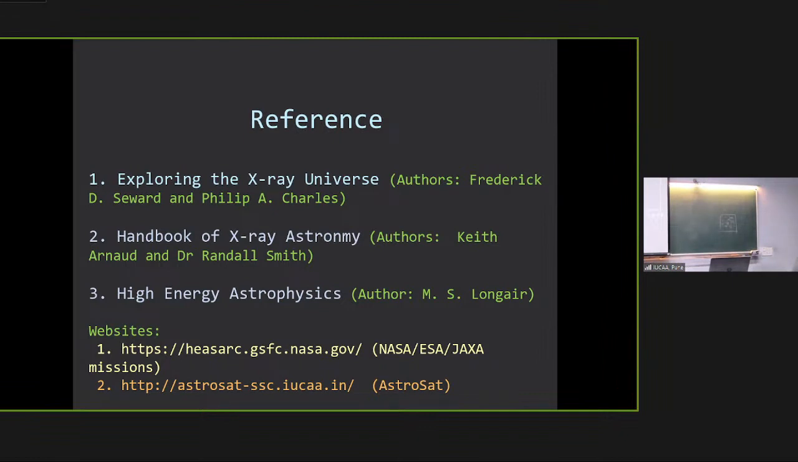That will be useful because not only does it list the various satellites, it gives access to the data already acquired with these telescopes. It also gives access to the software which you need to analyze the data, and the documents which you will need to read to understand the instrument as well as the data analysis software. And for IUCAA, for the associates, this is the website.